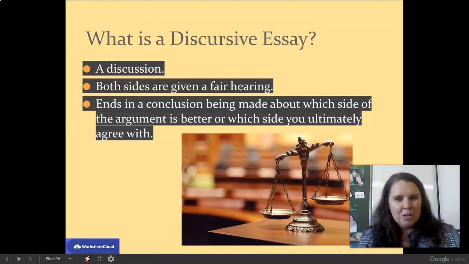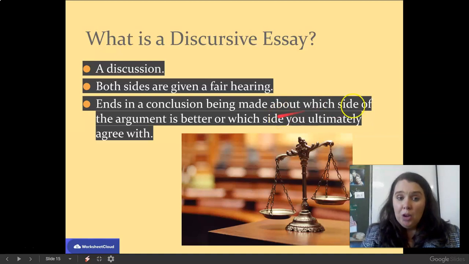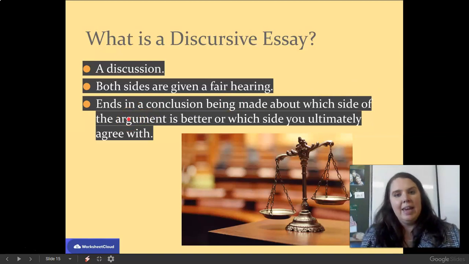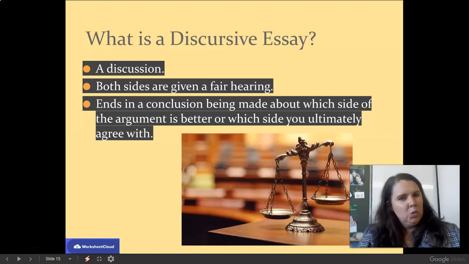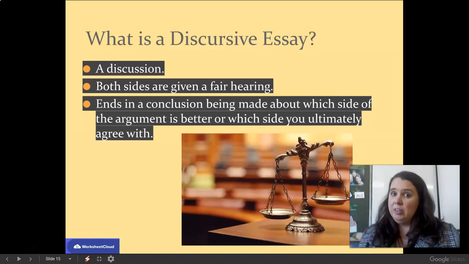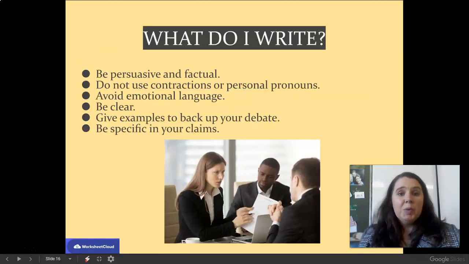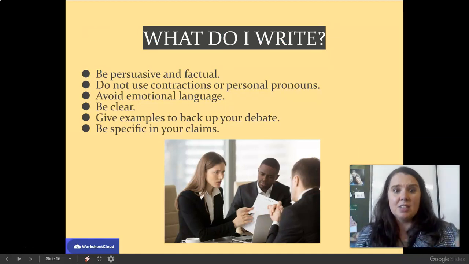It's not an argument, it's a discussion. Both sides are given a fair hearing, and it ends in a conclusion where we now say what we think. After we've assessed everything, which way do we now go? So we've been a lawyer, we've argued, now we're a judge where we need to decide. What do I write? Pretty much the same in terms of your argumentative style.